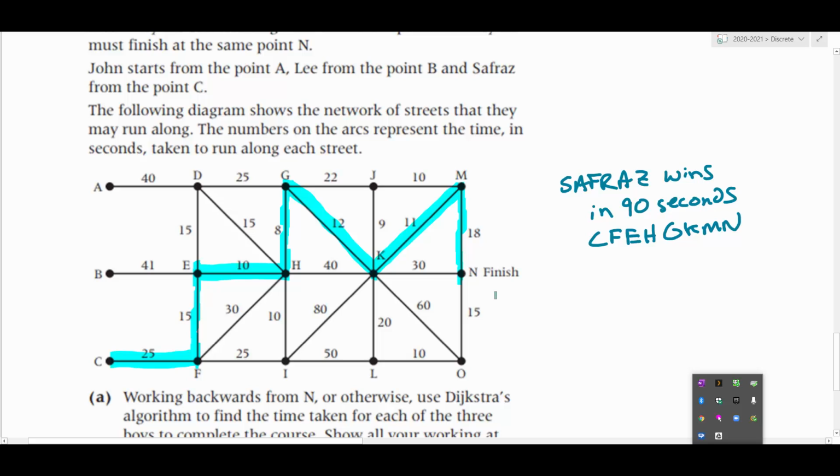All right. So like I said, if you want to try that problem, do your Dijkstra's algorithm, see if you get the same result as I did. That way you know you're doing it right. It is a really good practice problem. It is kind of long though.